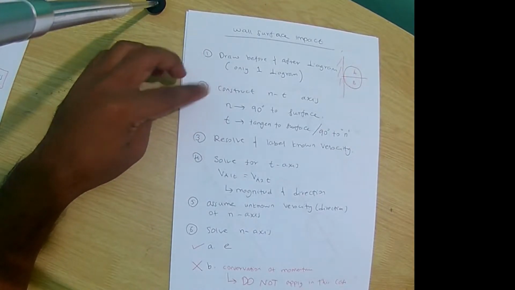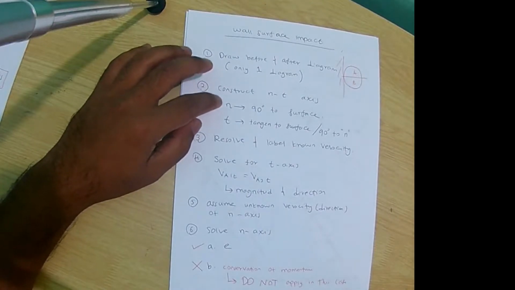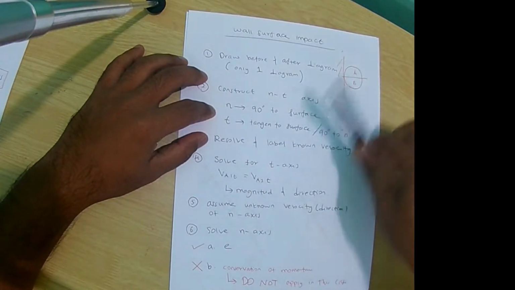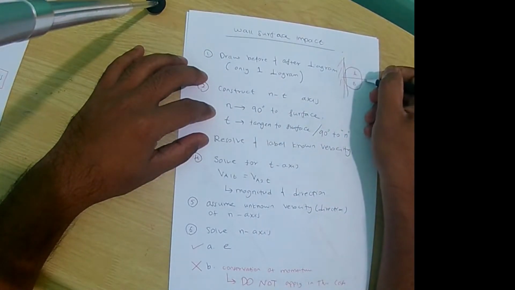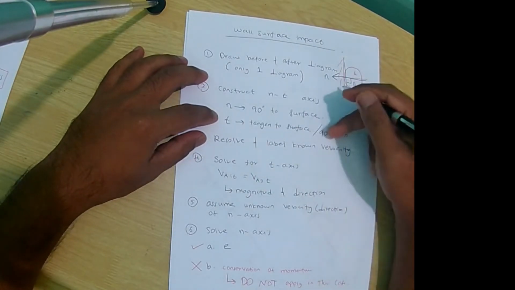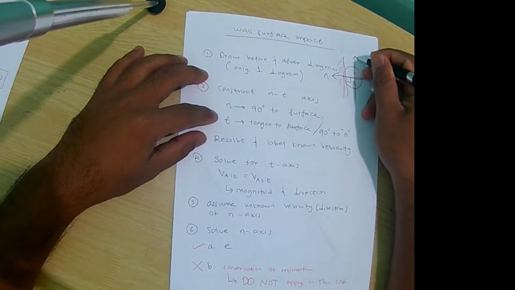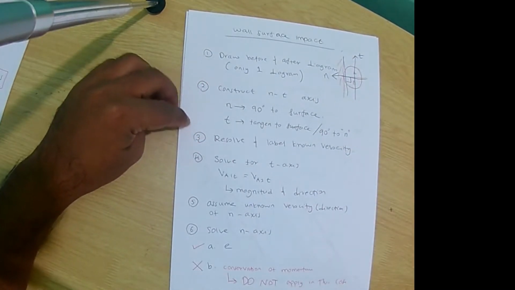Now you have to construct the n-t axis. The n-axis is 90 degrees to the surface. So this is the surface, and this is your n-axis at 90 degrees. The t-axis is tangent to the surface, or 90 degrees to n. So this is the t. So you have the n-t axis.